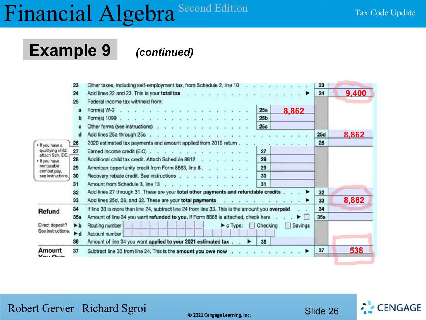So this is why in some cases employees will have additional amounts taken from their checks so that they don't have to pay at the end of the year, so that they would get a refund of some amount. But in this case, they did have to pay a small amount, $538.